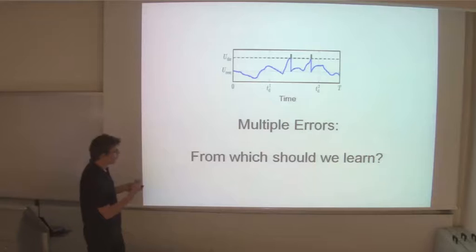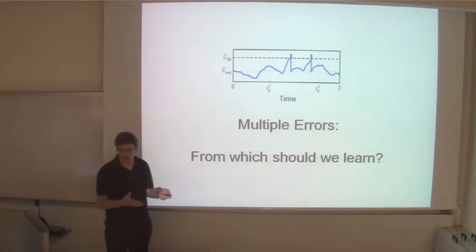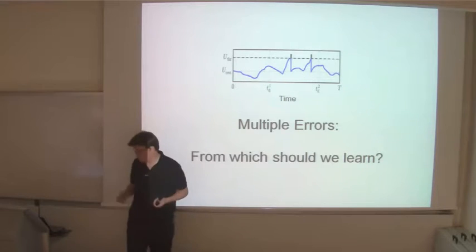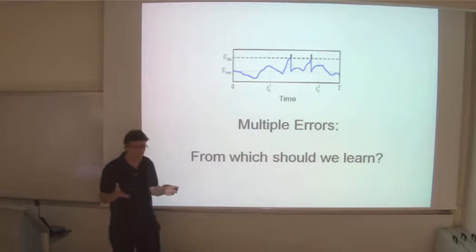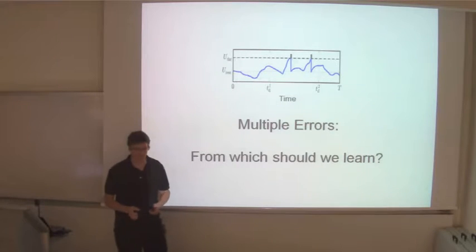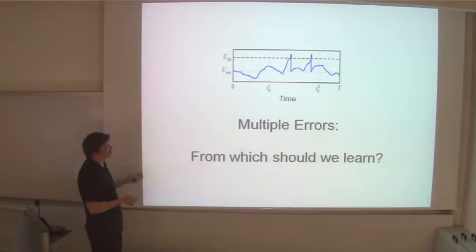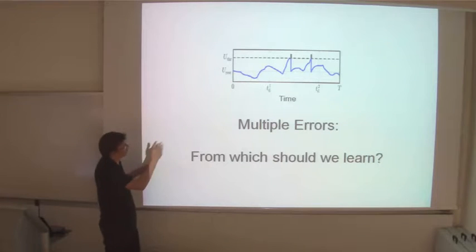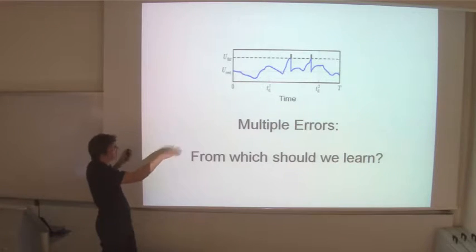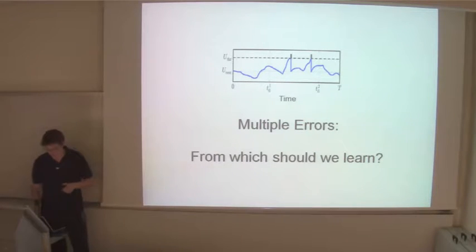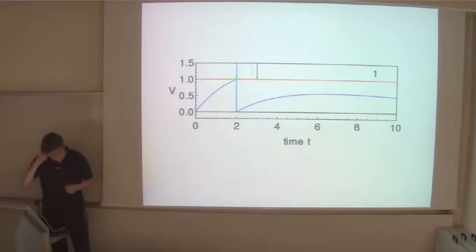And the question is, from which error should we learn to do this correction in order to converge to a solution? The most simple choice would be, why not just learn from all of them? Let's accumulate all the errors from this trial, then change the synapses according to the rule that we've seen from all of them. So this fails miserably, and I want to explain why.